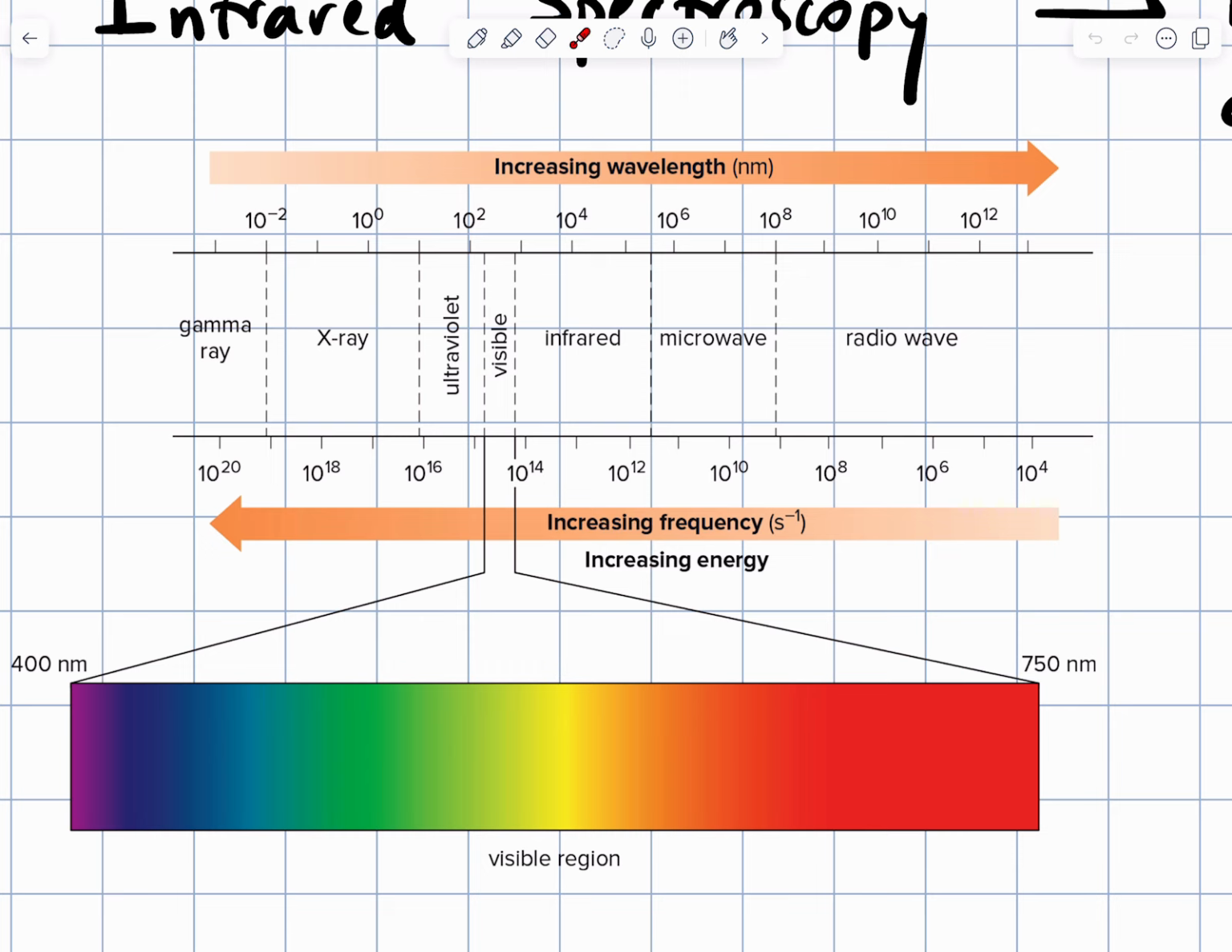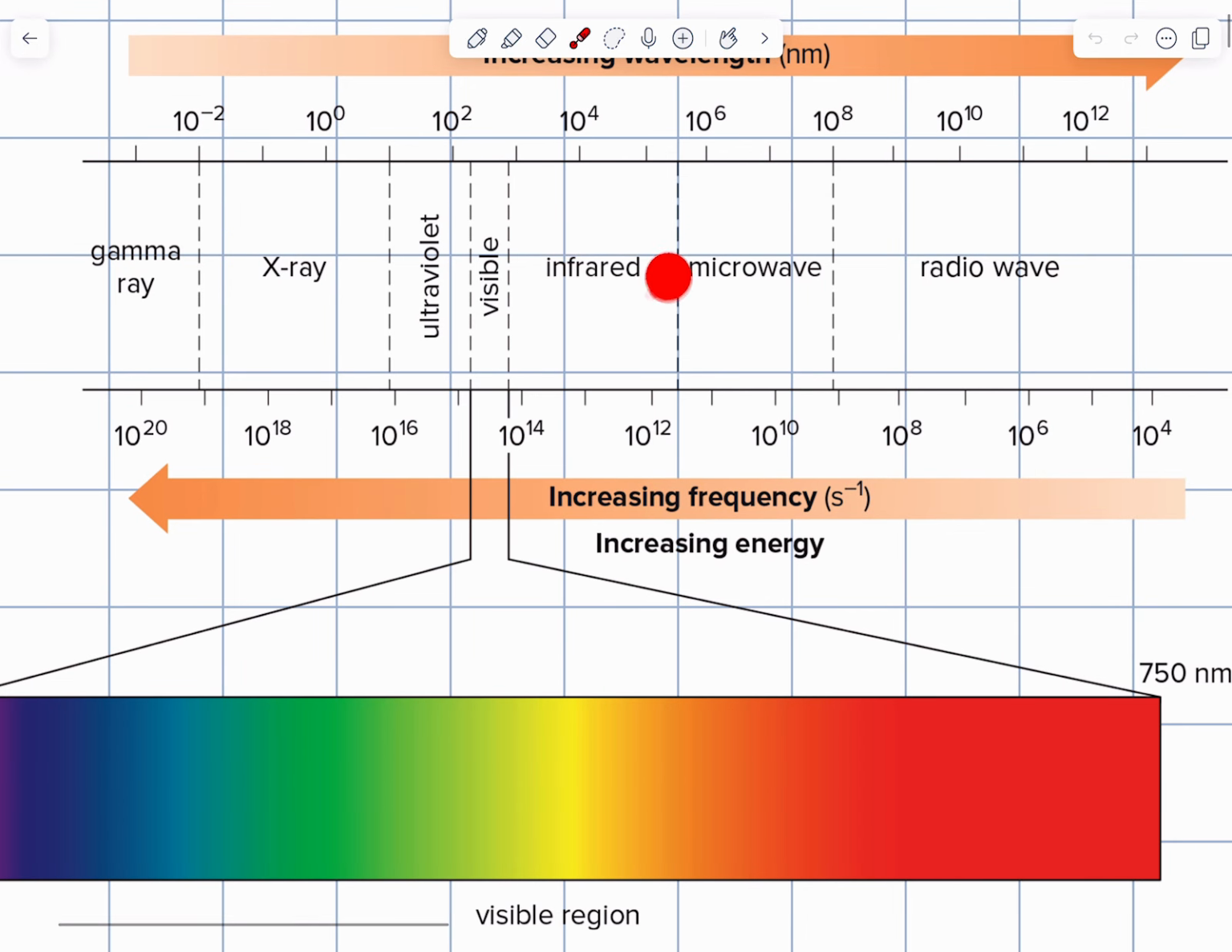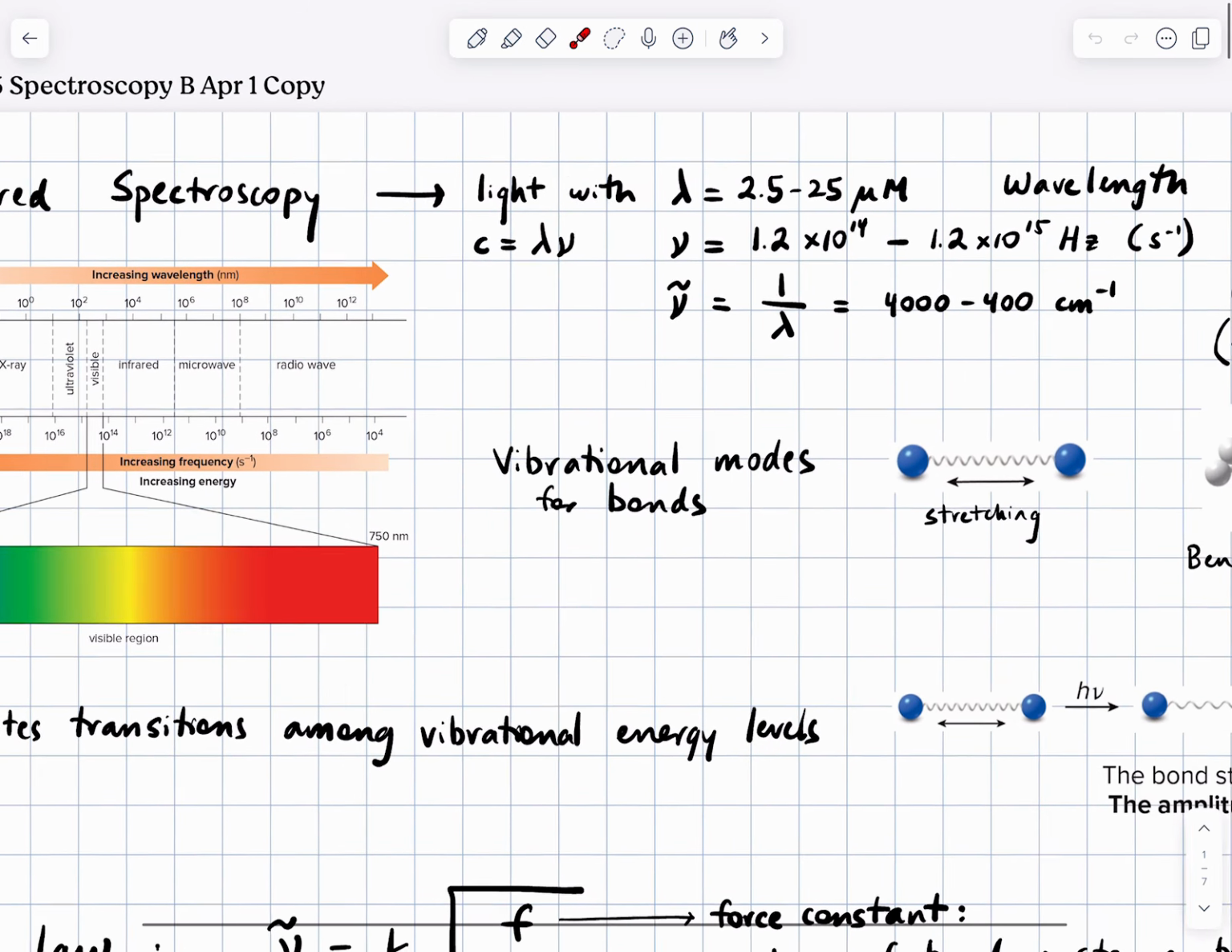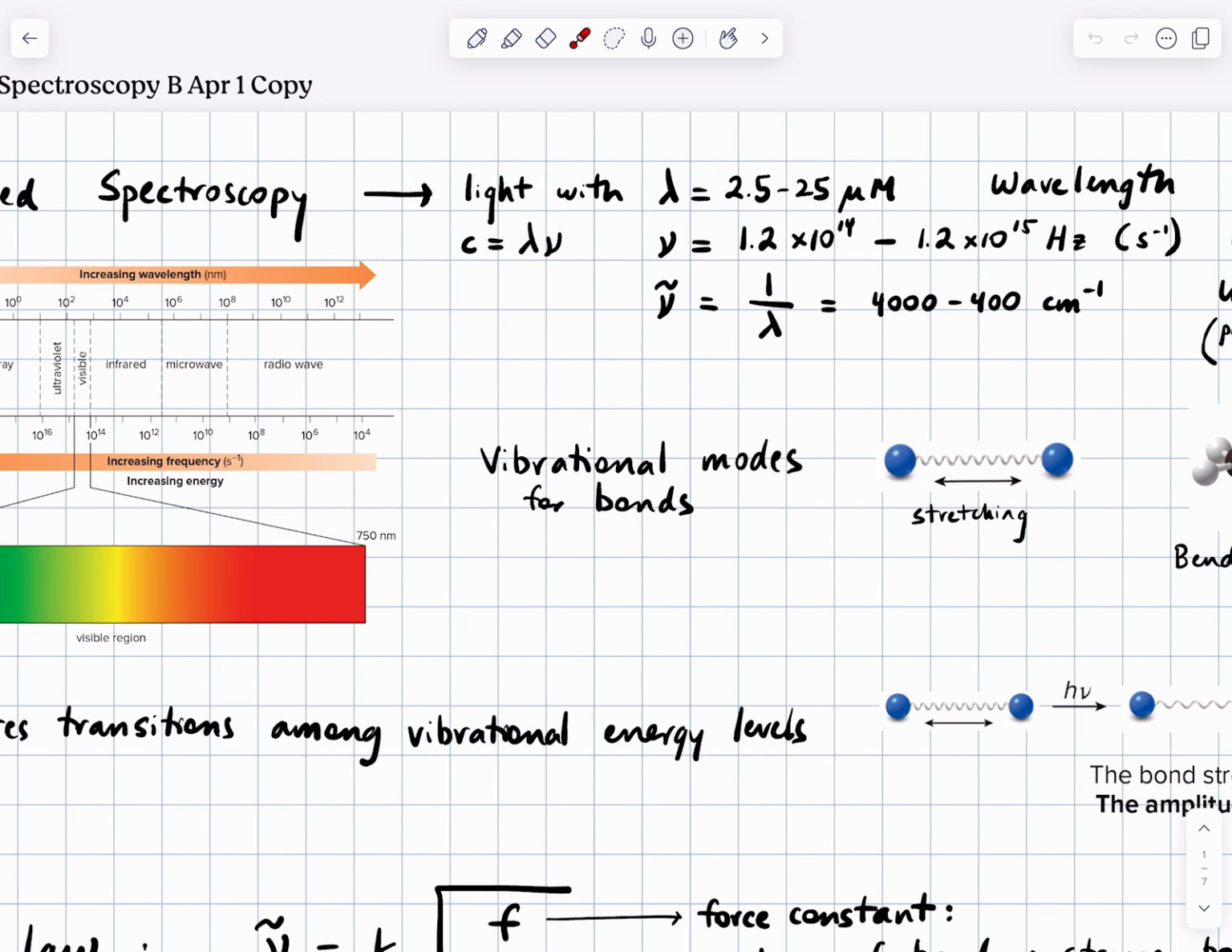So anyway, I don't remember where infrared came in, but gamma rays, X-rays, ultraviolet. Anyway, infrared is lower energy than visible light. And it's in the range of wavelengths from 2 to 25 micrometers.